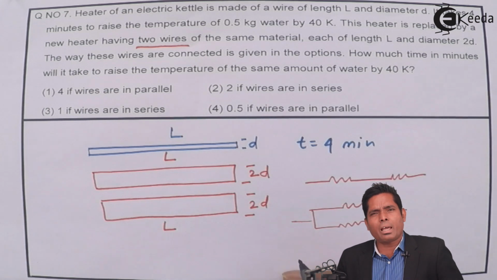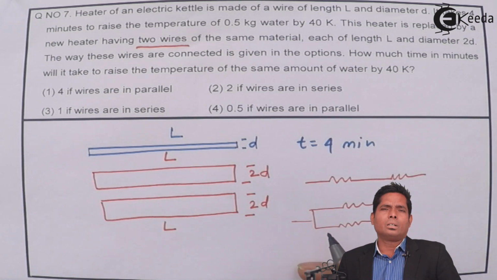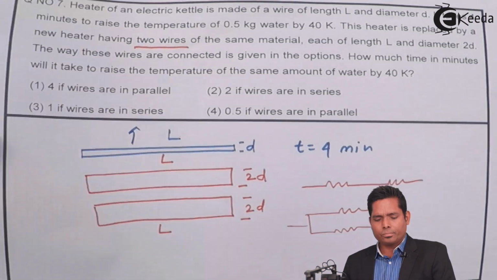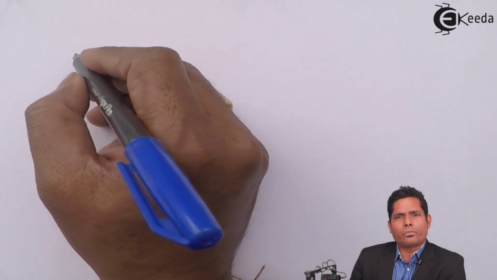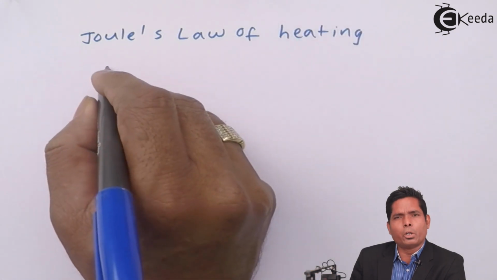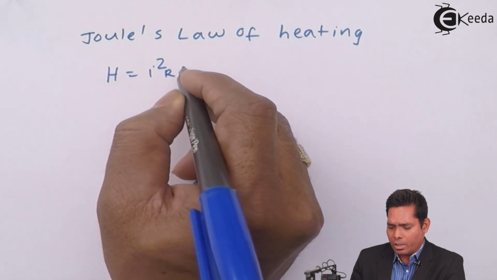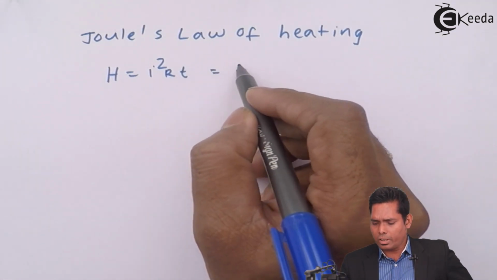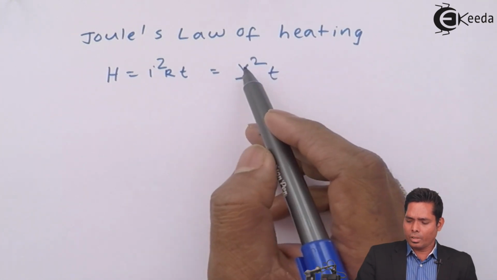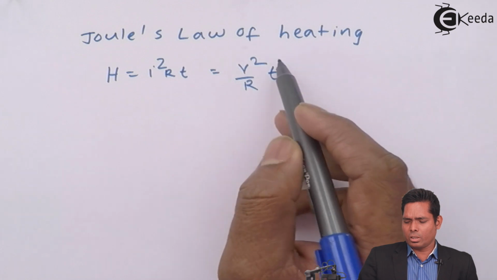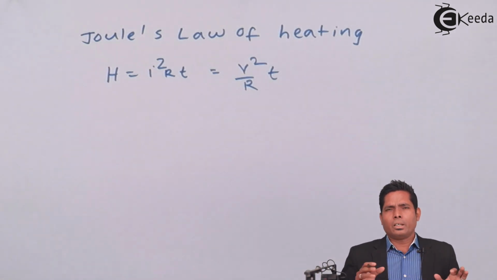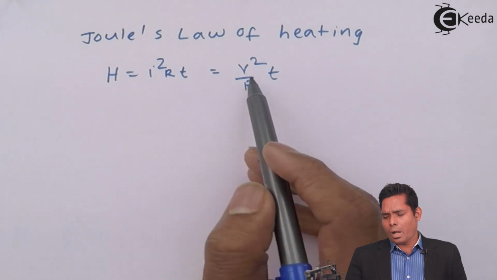First of all, we'll have a basic equation of heat that is produced by this wire. By Joule's law of heating, we know that heat produced is I square R t. It is also written as V square by R times t. Now, because the potential difference that we are supplying in all those arrangements is the same, I'll use this equation.